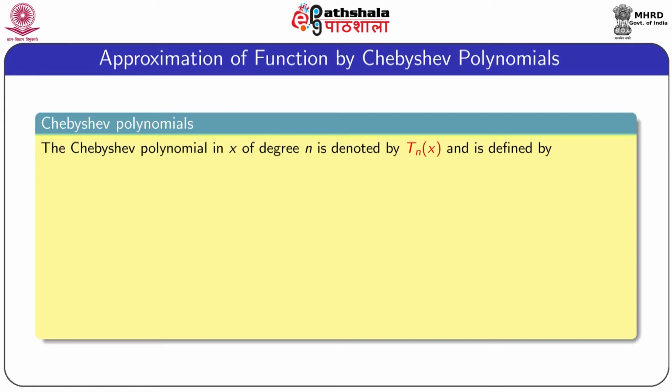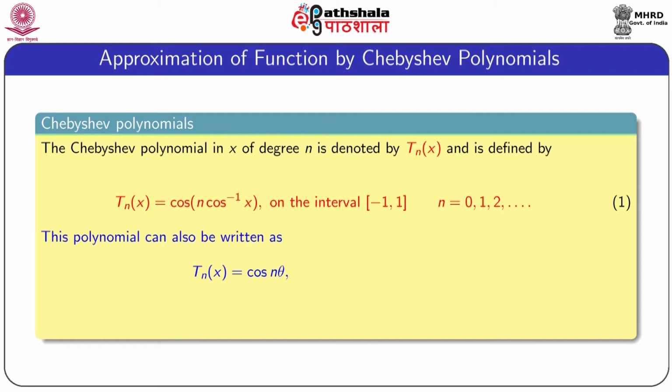The Chebyshev polynomial is denoted by Tn(x), where n represents the degree of the polynomial and x is the variable, and which is defined by Tn(x) = cos(n cos⁻¹x). This is defined on the closed interval [-1, 1], and n is valid for 0, 1, 2 and so on. This polynomial can also be written as Tn(x) = cos(nθ), where x = cos θ.